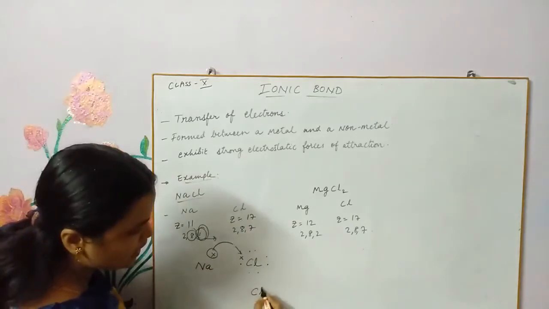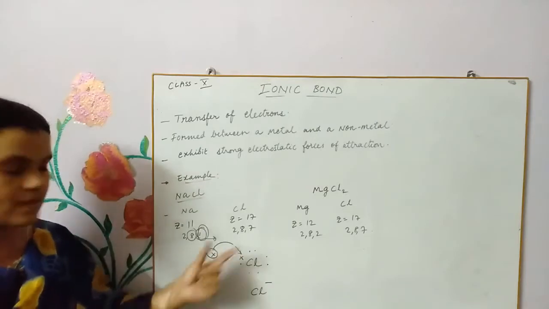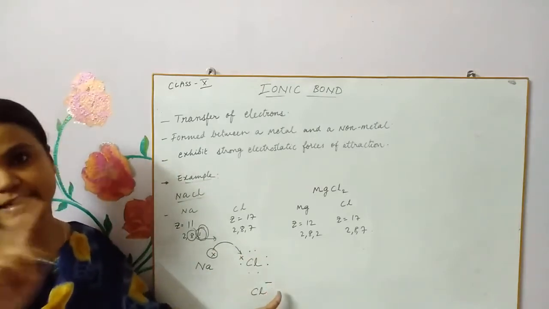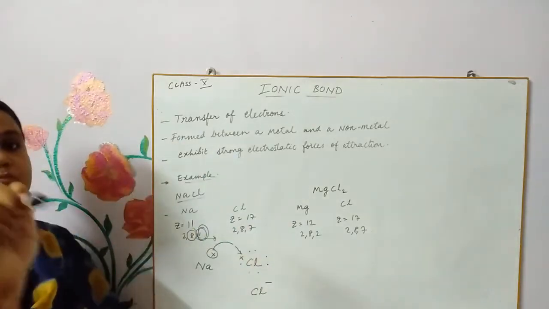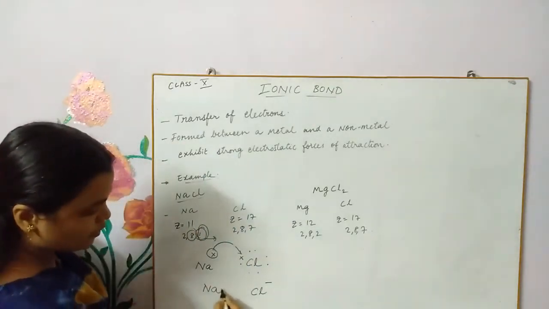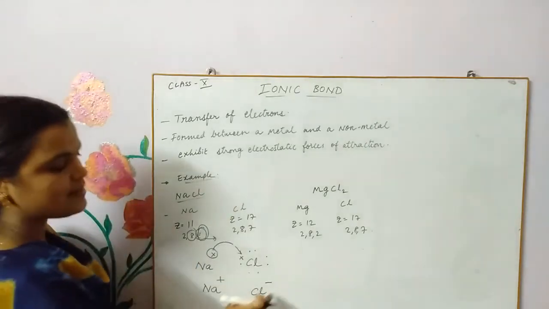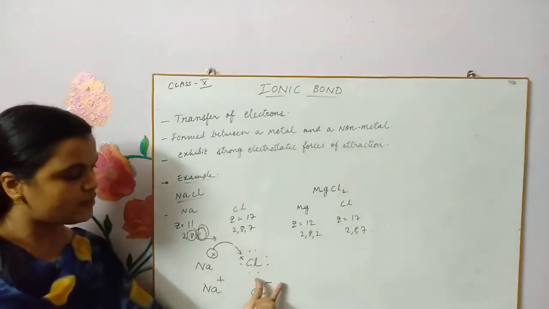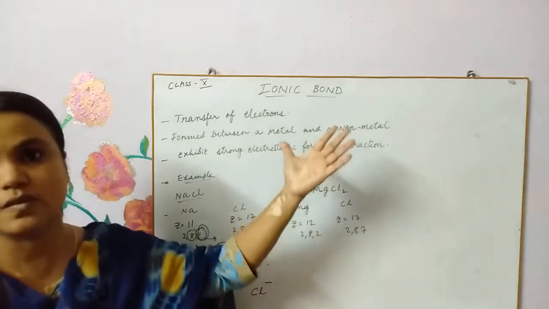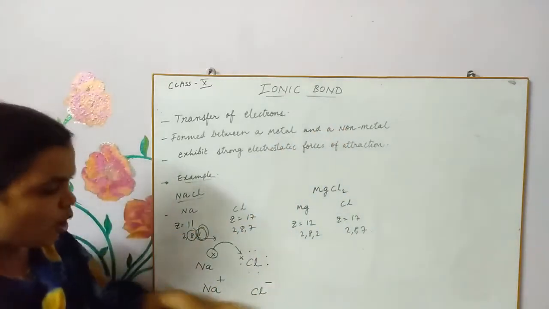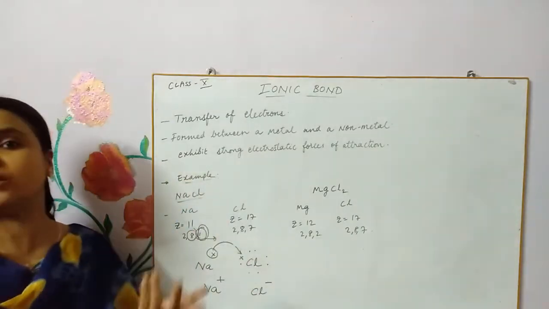So it becomes Cl minus. How many electrons did it gain? It gained 1 electron from sodium. So it got 1 net negative charge. It became Cl minus. And sodium, how many electrons did it give away? 1 electron. So its net charge becomes 1 positive charge. So Na plus and Cl minus. So you can see that the positive and the negative charges get electrostatic forces of attraction acting between them, and they both are held very strongly with each other, and they form a compound, sodium chloride.